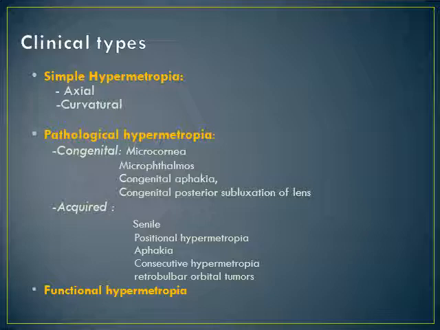Then consecutive hypermetropia, where previous myopia is corrected surgically and this leads to consecutive hypermetropia. Then some retrobulbar orbital tumors can lead to pathological hypermetropia. And then lastly functional hypermetropia. It is due to paralysis of accommodation seen in paralysis of the third nerve, that is the oculomotor nerve.